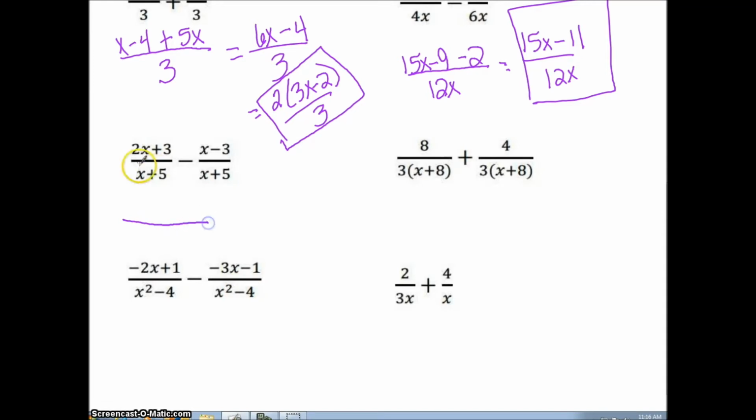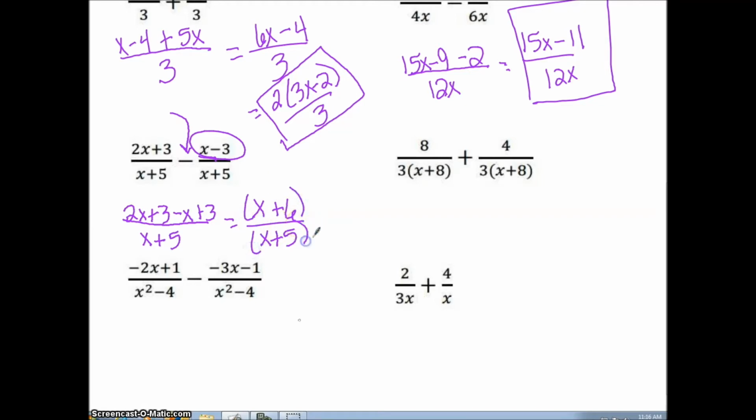Looking at the next one, we have x plus 5 and x plus 5, so that is your common denominator. Bring down your 2x plus 3. What you got to be careful with here is it is subtraction, so that means both of these will change to the other sign. So instead of a positive x, it is minus x, and instead of minus 3, it is plus 3. Combine your like terms. 2x minus x is x. 3 plus 3 is plus 6, all over x plus 5. Now remember, your x's will not cancel because it's all or nothing. Think of these as units with parentheses around them. This is your answer.